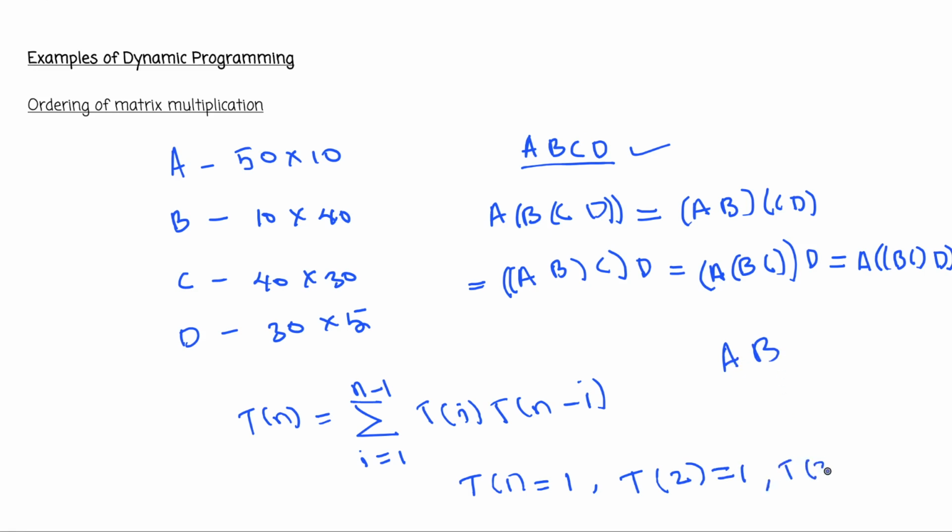Similarly, if you have three matrices, then you can have two different ways to multiply those matrices. That is, if you have matrices like A, B, C, you can either parenthesize it like this, or it can also be parenthesized like this. That is, first multiply A and B, then multiply that product with C. Otherwise, you first multiply B and C, then multiply the result of that with A. So there are two different ways by which we can multiply three different matrices.